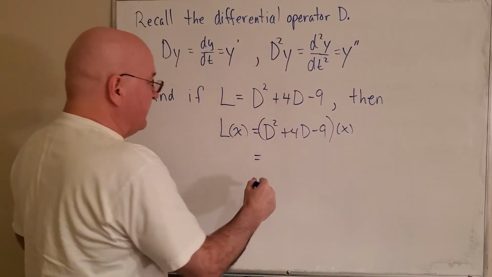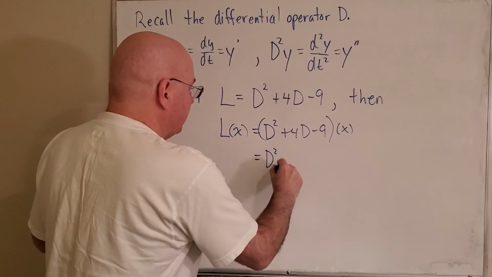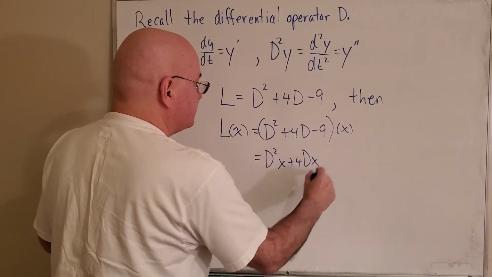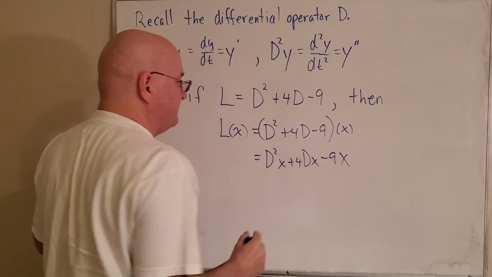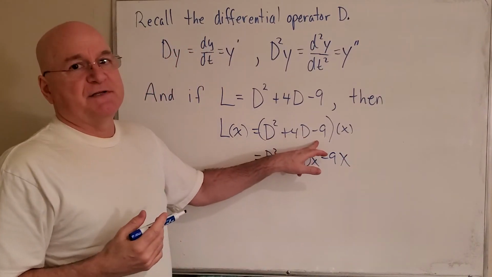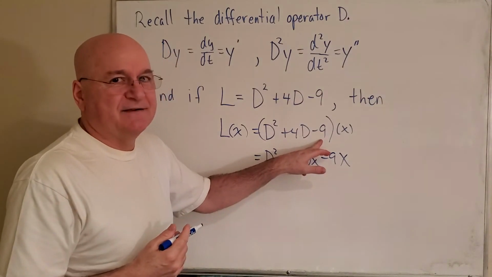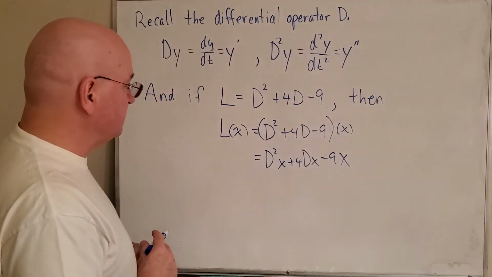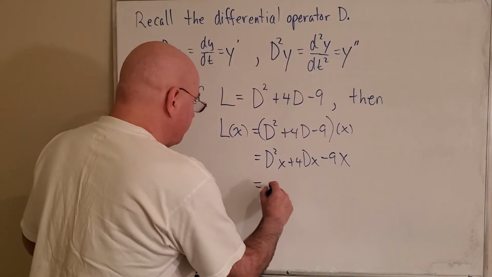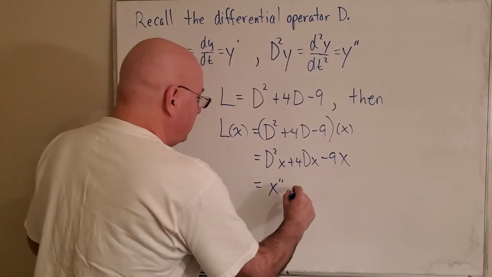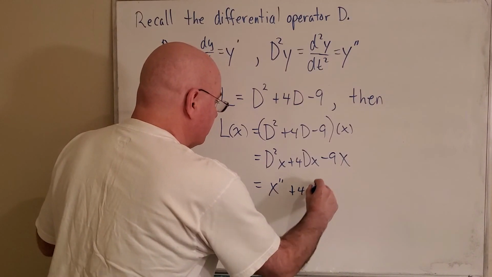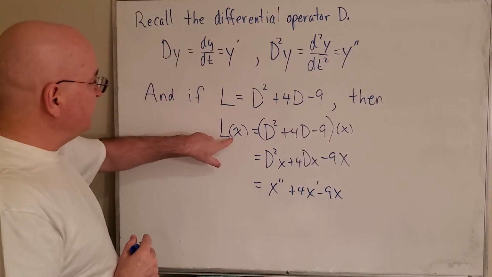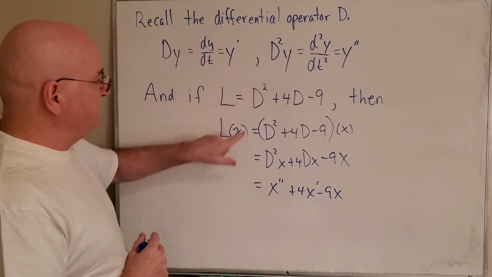Now I'm going to distribute that through. That's D squared applied to x plus 4 times D applied to x minus 9x. And if you remember my saying, when you have a constant here, then it actually becomes negative 9 times x, because there's no differential operator on that term. And so this could be written x double prime plus 4x prime minus 9x. So that's the linear operator applied to x for this given example.